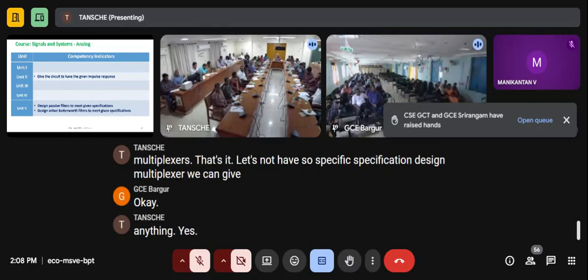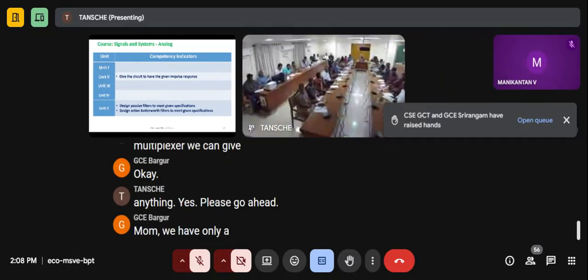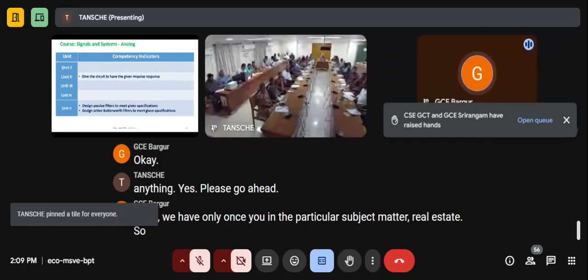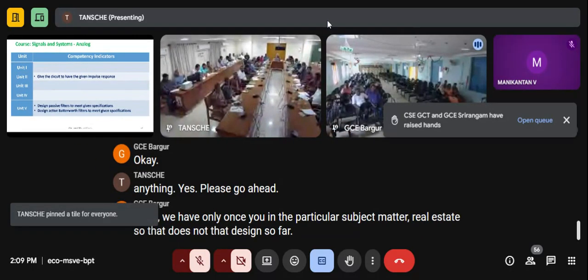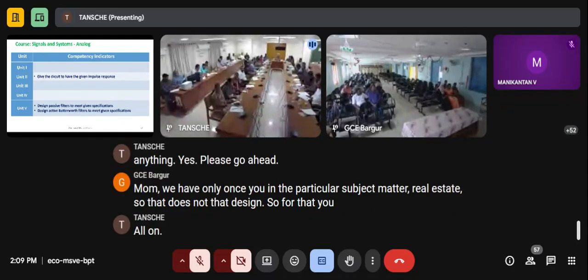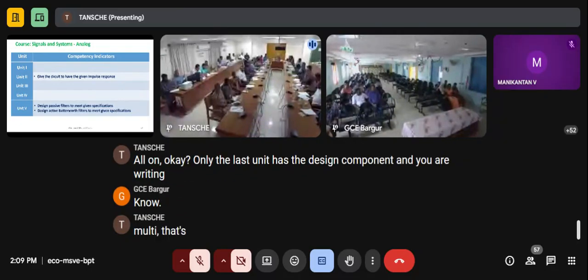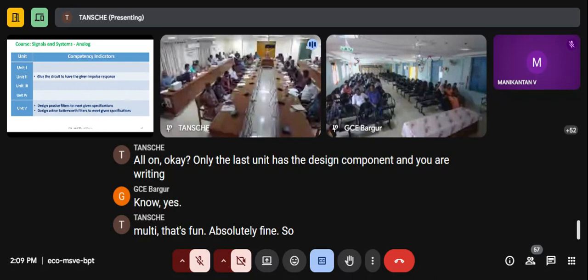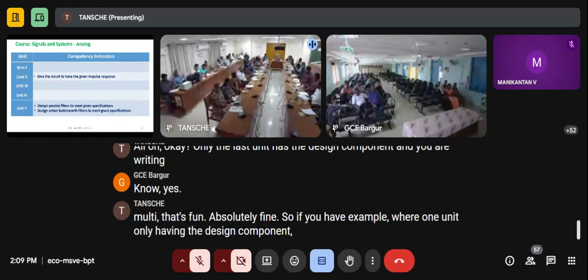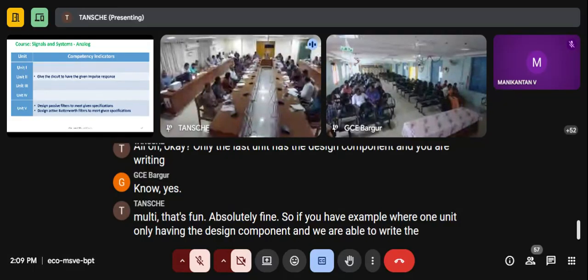Yes. Next, please go ahead. Only one CO in the particular subject, VLSI design. So for that particular unit, we have written only one. Okay, only the last unit has the design component and you are writing it. That's absolutely fine. So here we have an example where only one unit has the design component and we are able to write the course outcome. So let's move ahead.